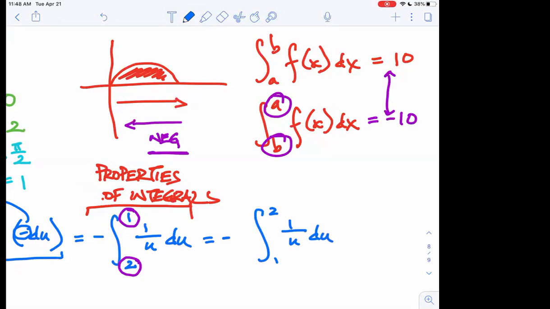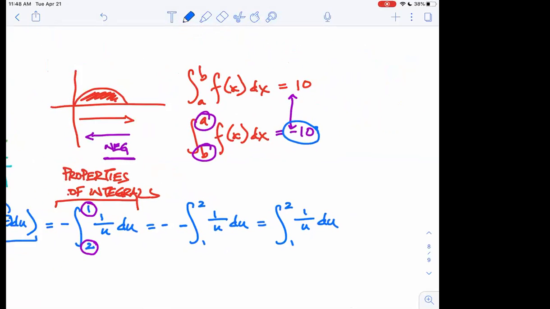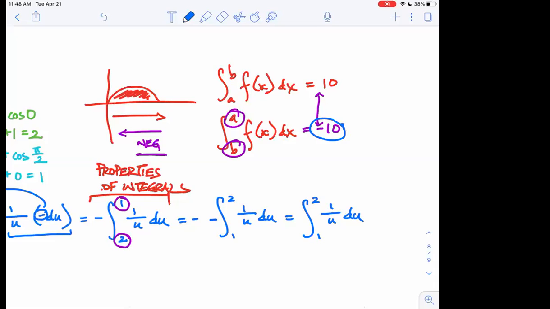Now, when I switch the bounds, I have to change the sign. So I'm going to need another negative sign there. The nice thing about switching the bounds is that it makes it just a positive integral from 1 to 2 of 1 over u du. This is a really common technique where people like the bigger number to be on the top. So if you switch the bounds, all you have to do is switch the sign of your answer. Okay.